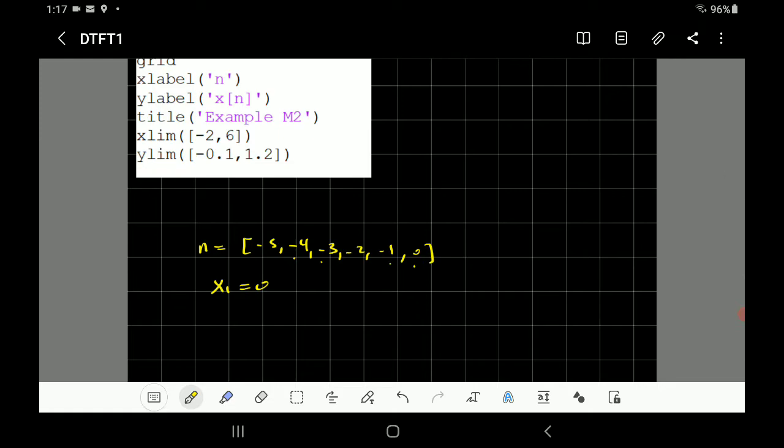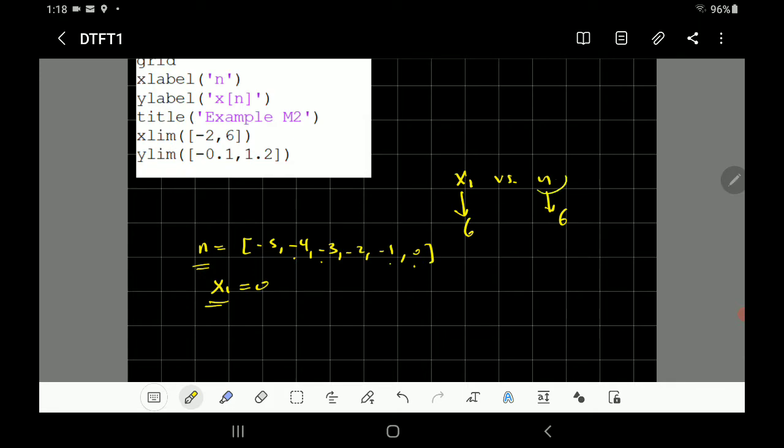So always keep in mind that the vector you're going to sketch, for example you want to sketch x1 versus n, or you want to have values of x1 versus the values of n. If n has 6 values, x1 has to have 6 values too. The same thing. So how can you guarantee that?